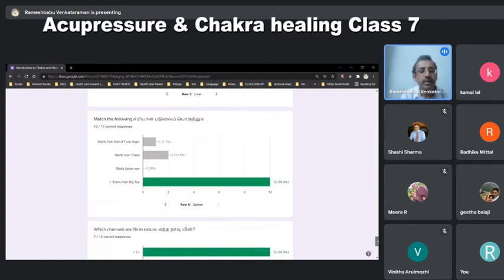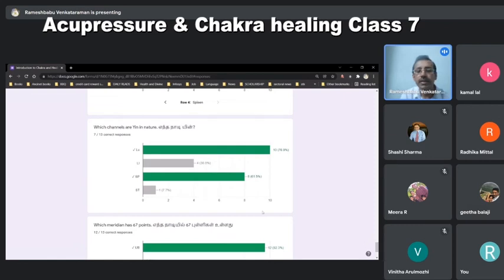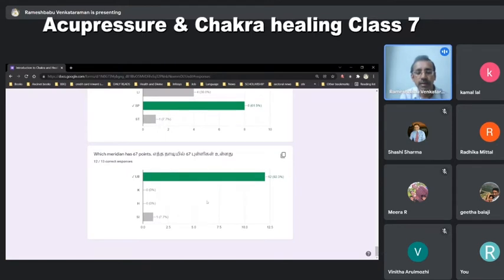So then the next question is, which channels are yin in nature? I think the majority of you have given this correctly. So both lung and SPR. See, that's why that order is there. Lung, large intestine, that order we discussed, right? So that helps you to identify the yin and yang channels. Which channel has 67? I think everybody has given this correctly.